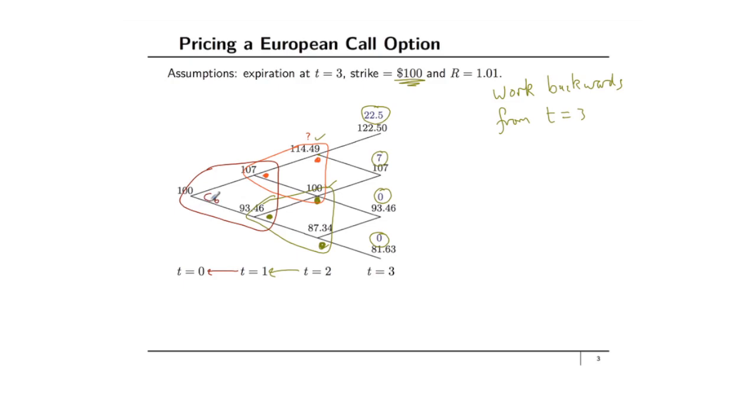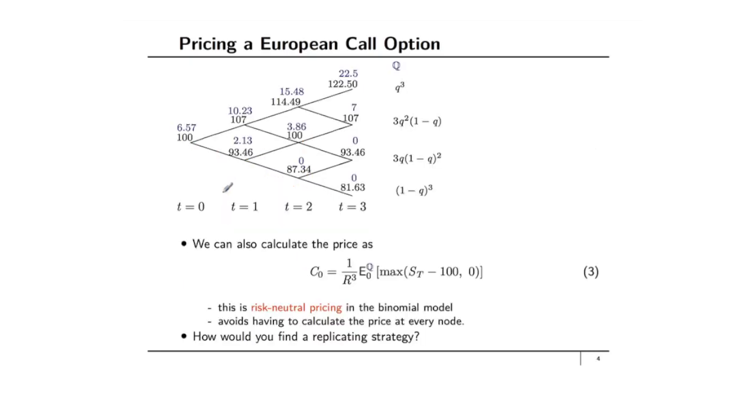We can splice our one-period models together. They're all arbitrage-free, as we said, because D is less than R is less than U. So there are risk-neutral probabilities in each of these one-period models. What we can do is just work backwards, starting with the final value of the option at t equals 3, figure out how much it's worth at the nodes at t equals 2 using our one-period theory, going from t equals 2 back to t equals 1, again using our one-period knowledge, and from t equals 1 back to t equals 0. And here are the calculations.